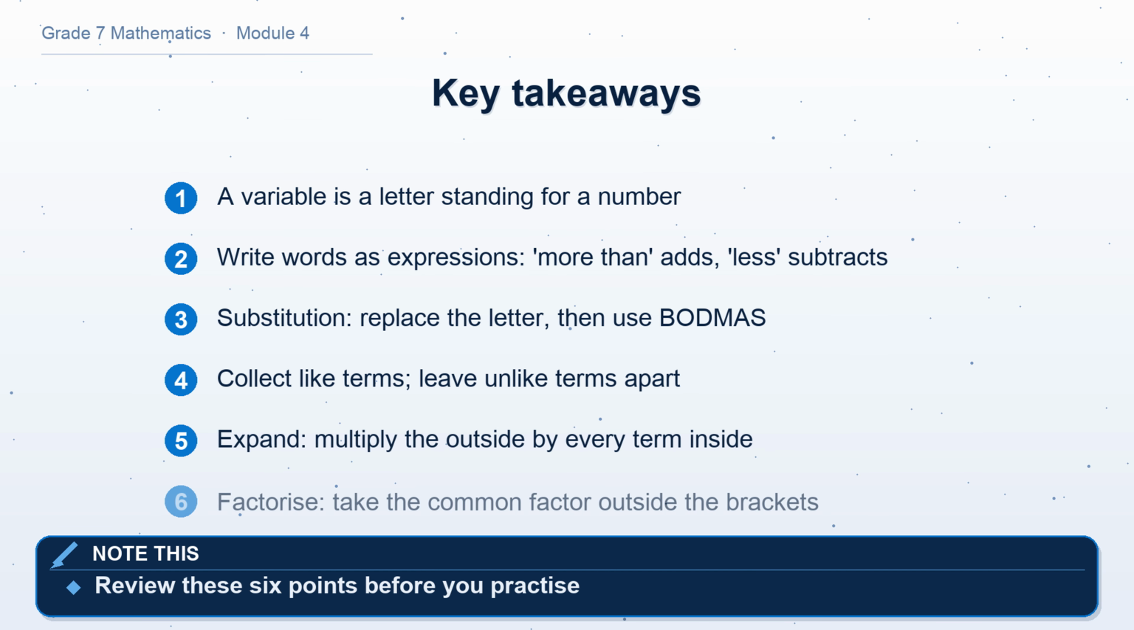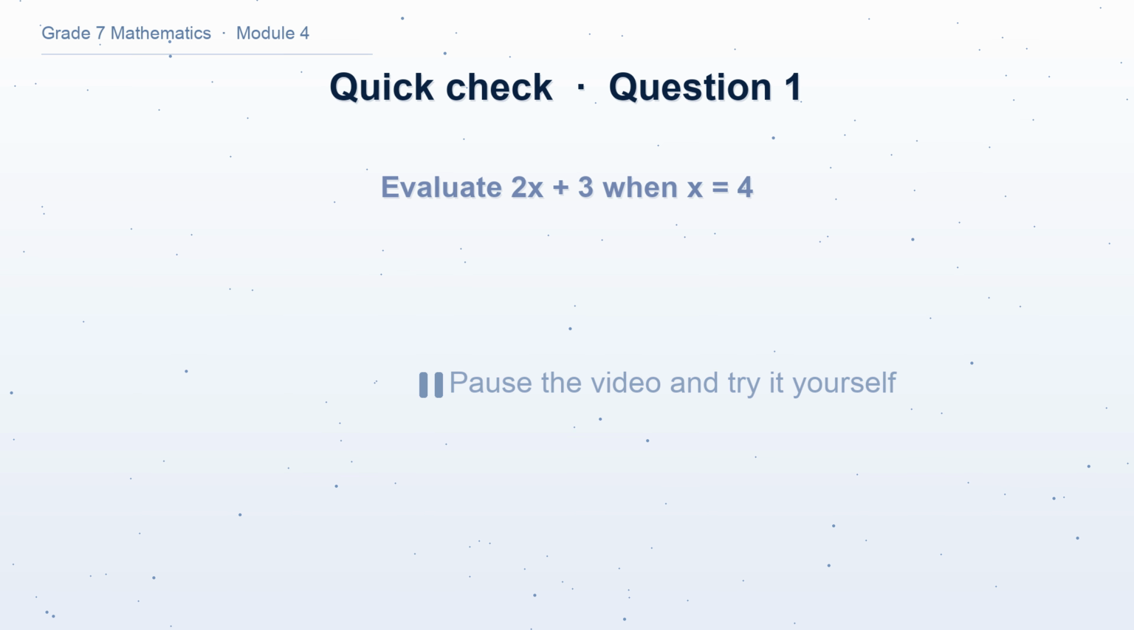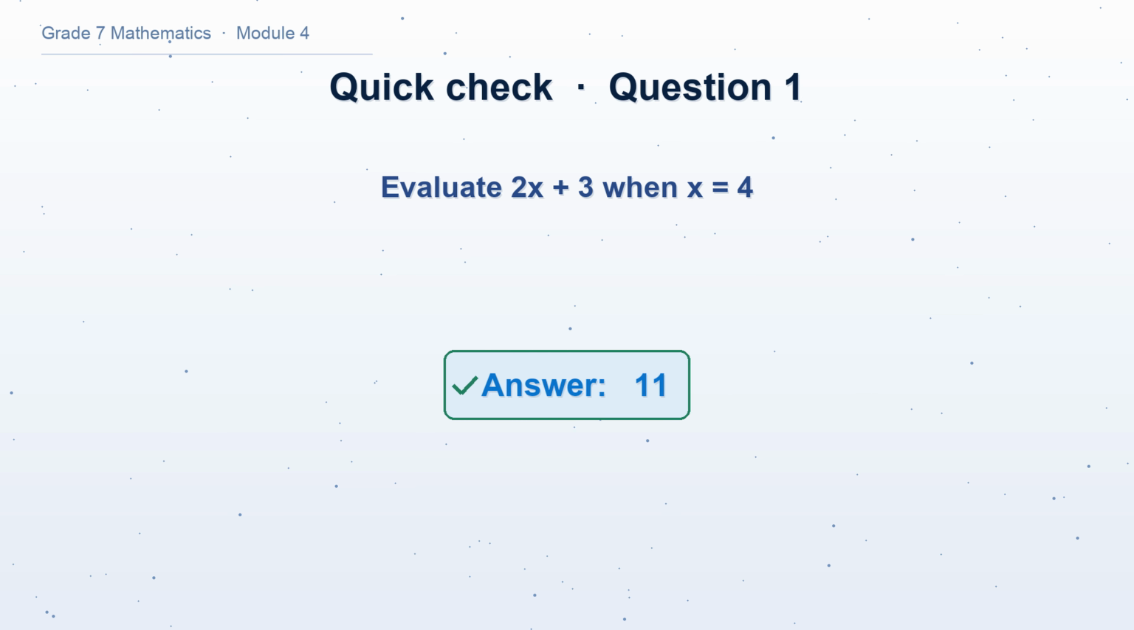Now let's check how much you remember with 3 quick questions. Here is the first question. Evaluate 2x plus 3 when x equals 4. Replace x with 4, giving 2 times 4 plus 3. 2 times 4 is 8, and 8 plus 3 is 11, so the answer is 11.